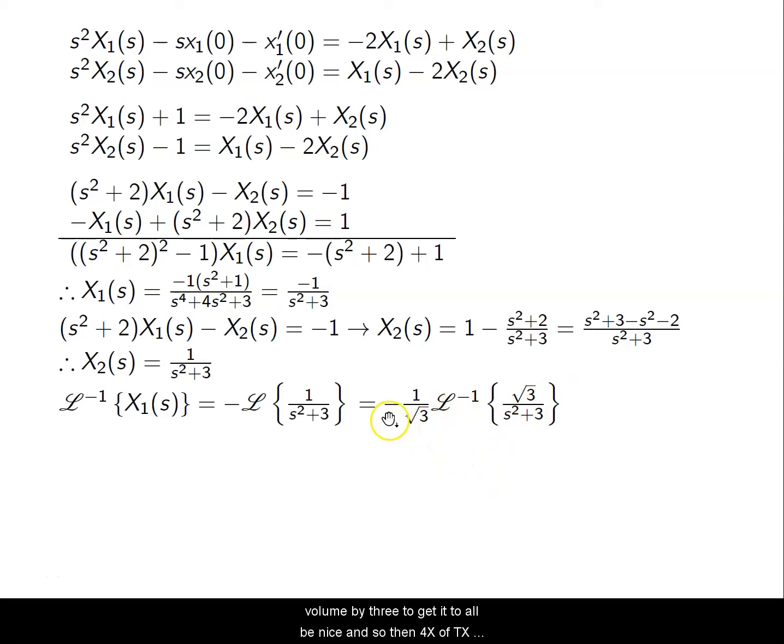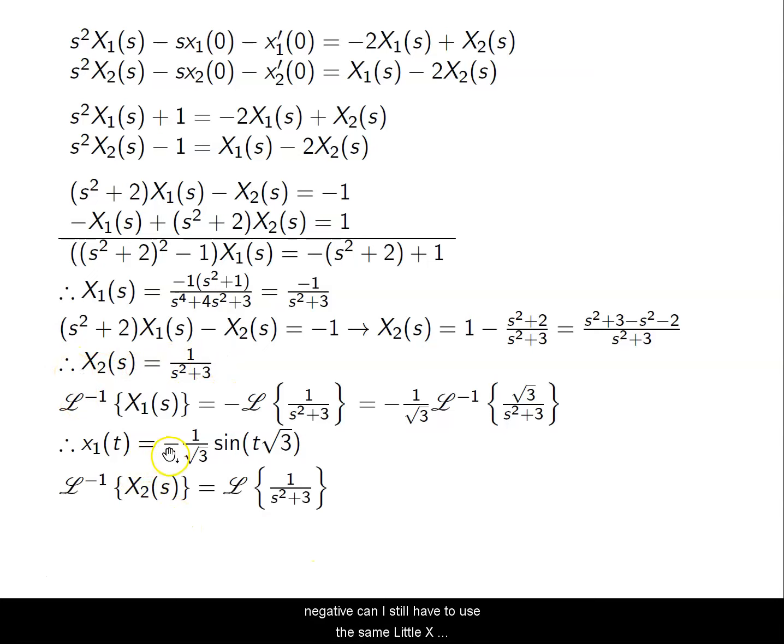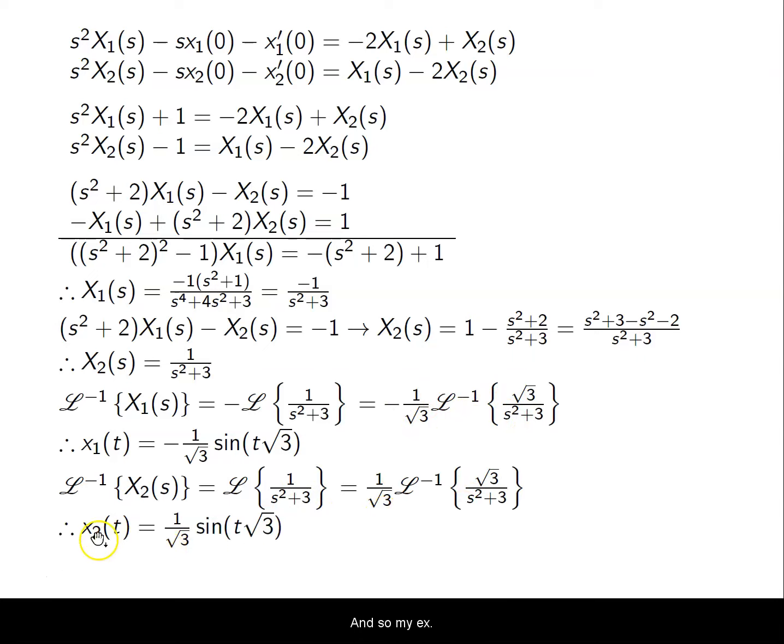And so then for x1 of t, I have negative 1 over root 3 times sine of root 3 t, however you want to write it. Okay. Obviously x2 of t is going to be very, very similar, but without the negative. I still have to use the same little multiply by 1 trick here. And so my x2 of t is the same function, but without the negative sign. And there is our solution to our system of equations.